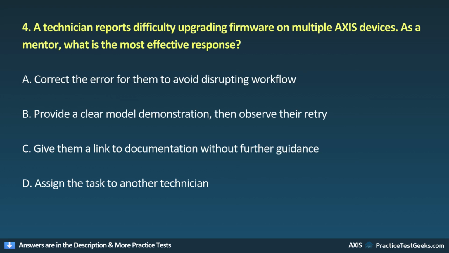4. A technician reports difficulty upgrading firmware on multiple Axis devices. As a mentor, what is the most effective response? A. Correct the error for them to avoid disrupting workflow. B. Provide a clear model demonstration, then observe their retry. C. Give them a link to documentation without further guidance. D. Assign the task to another technician.